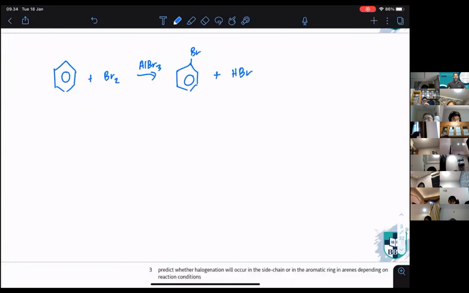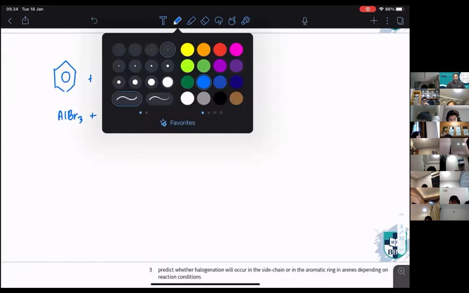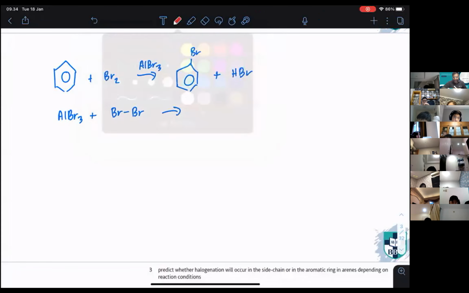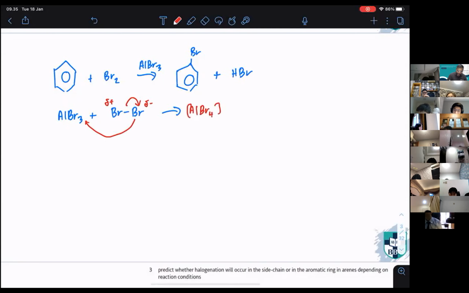So if I draw the mechanism of the reaction over here, the AlBr3 is going to join with the Br and Br, but before that, you need to show the curly arrow. AlBr3 is going to polarize the Br, and they are going to get delta negative and delta positive. This one will come over here. You will get AlBr4 minus, and then you have Br plus. This Br plus is going to be your electrophile.